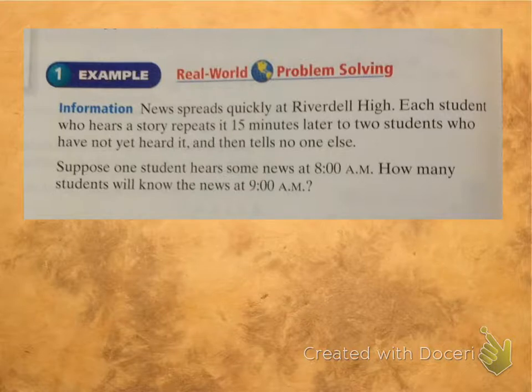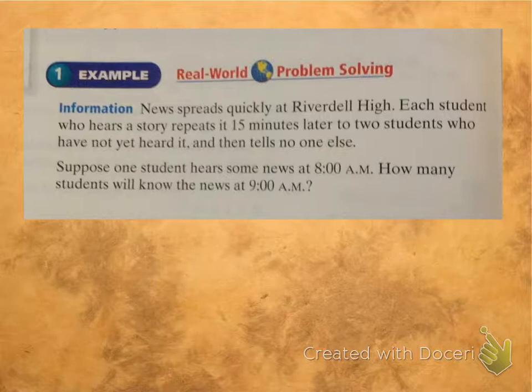Suppose that we've got this scenario where a rumor spreads or news spreads. When somebody finds out the news, they think about it, and 15 minutes later they tell exactly 2 people, and then they don't repeat it to anybody else. So each student who hears a story repeats it exactly 15 minutes later to 2 students who have not yet heard it, and then they tell no one else. Suppose that one student heard some news at 8 a.m. How many students would know the news at 9 o'clock?